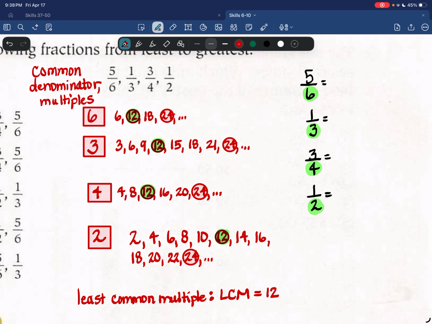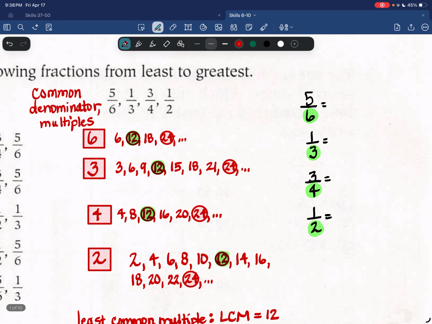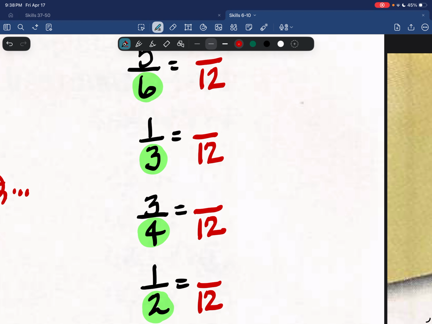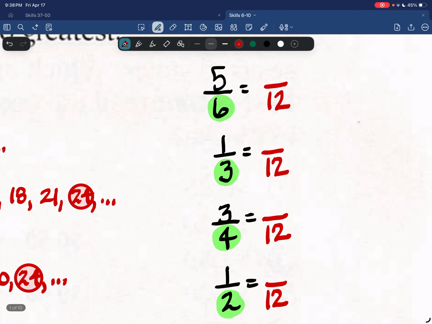My throat's getting dry. We could also say that 24 is a common multiple, but it's not the smallest one. All right, once you've found the least common multiple, you need to bring it up here to all of your fractions. Okay, so we are going to raise all of these up to 12s, up to the 12th terms. So to do that, we looked at this in the computation video.